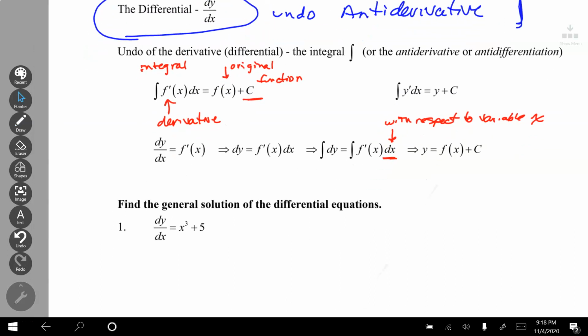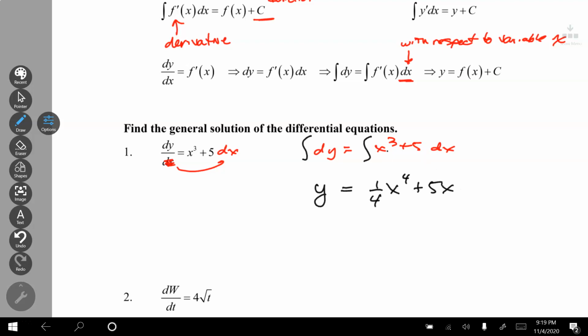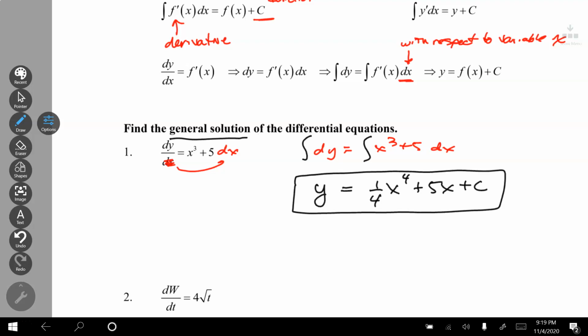So if I had to do this example right here, what I do is I bring this over to this side by multiplying it out. So I have dy is equal to x cubed plus 5 dx. To undo the dy, or the derivative of y, I have to do the antiderivative, or the integral sign. What I do to one side, I do to the other side. This is equal to y equals, well, this is going to be x to the 4th, reciprocal 1/4 x to the 4th, plus 5x. And because it's a general solution, I have a plus c at the end. And there we go.